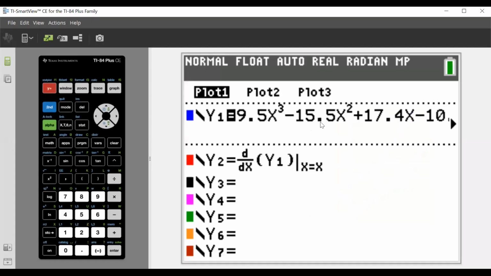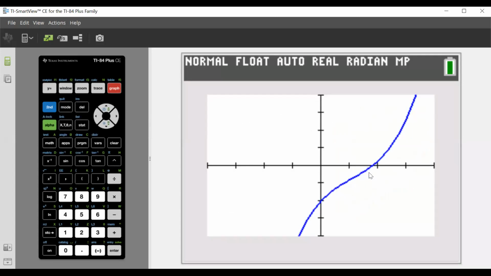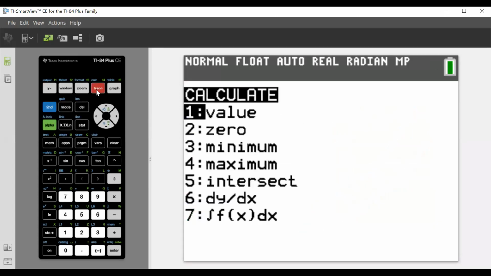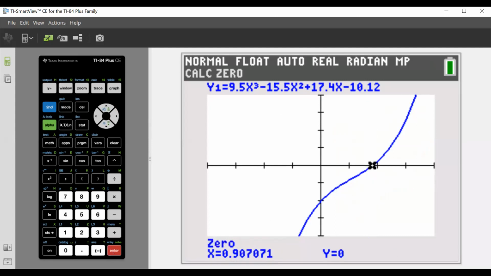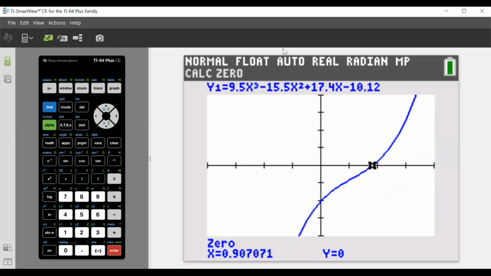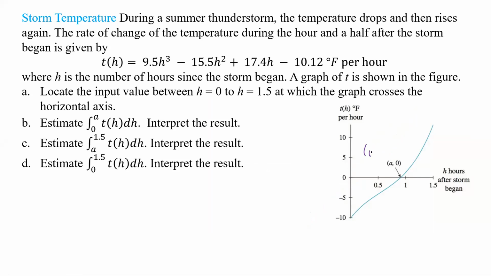And because it takes so long, I typed it in already. And so that's our graph. So all we have to do is say second trace and find our zero. And so we'll say our left bound is about right there. Our right bound goes up to positive there. And so we get, that is our intercept. All right, so let's go back and write that down. So this is going to be 0.9071, 0. And we'll just go to 4 decimal places.